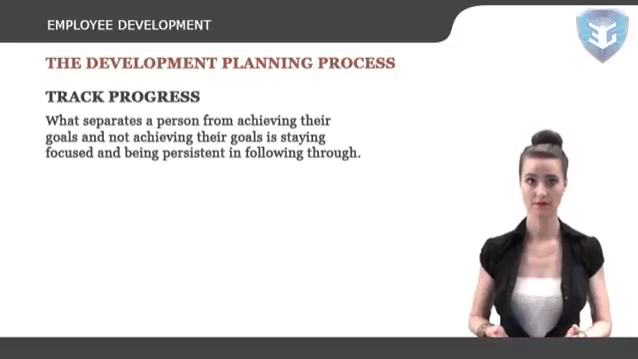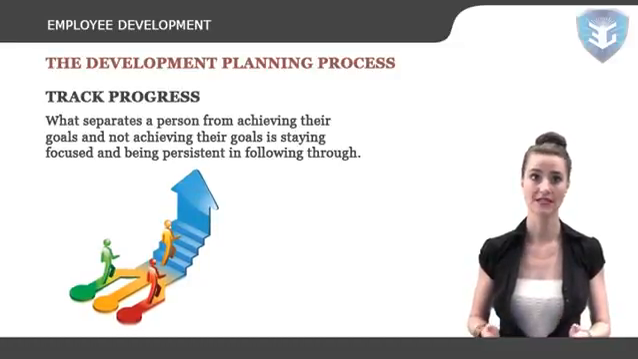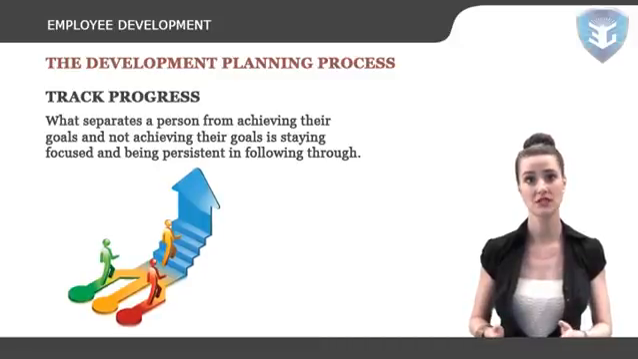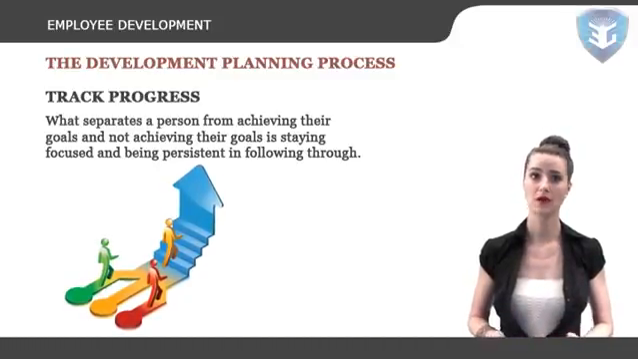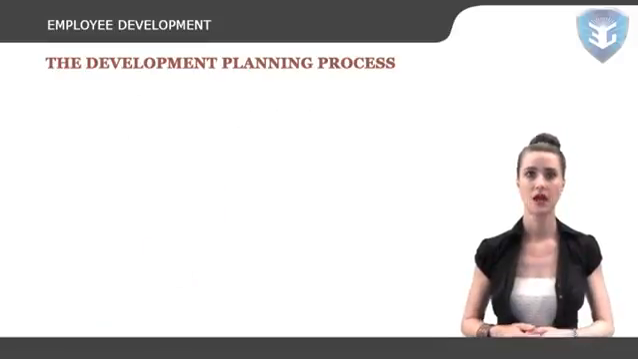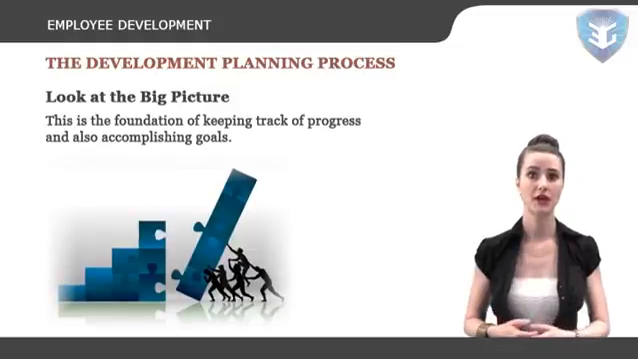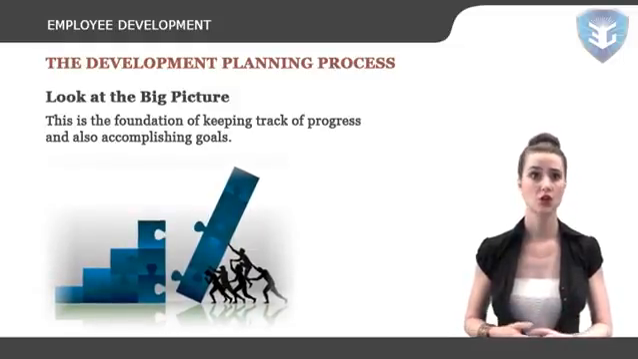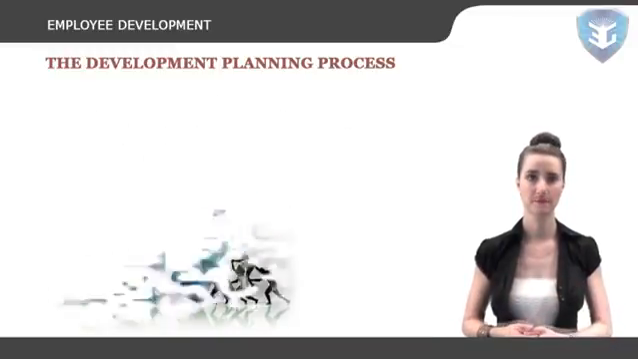Track progress. What separates a person from achieving their goals and not achieving their goals is staying focused and being persistent in following through. There are many different ways to track progress toward goals. Look at the big picture. This is the foundation of keeping track of progress and also accomplishing goals. In order to start tracking progress, take a step back and look at the big picture.